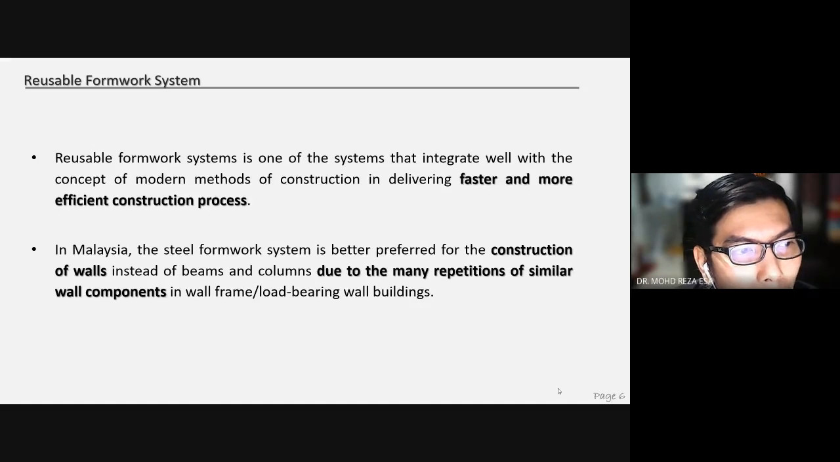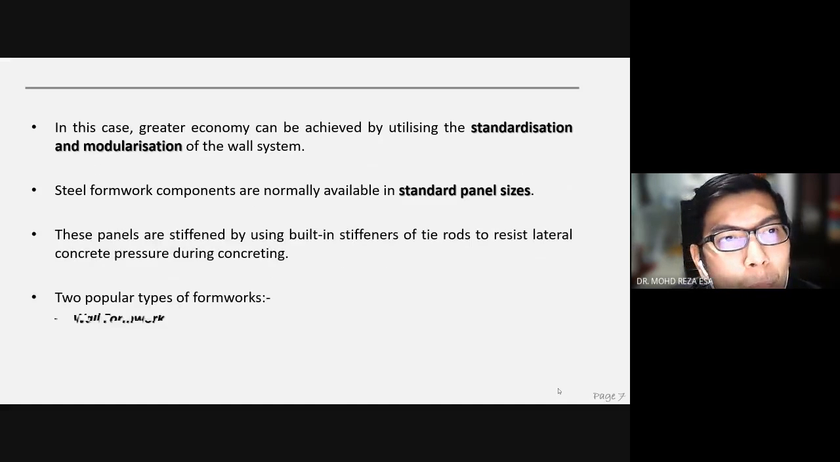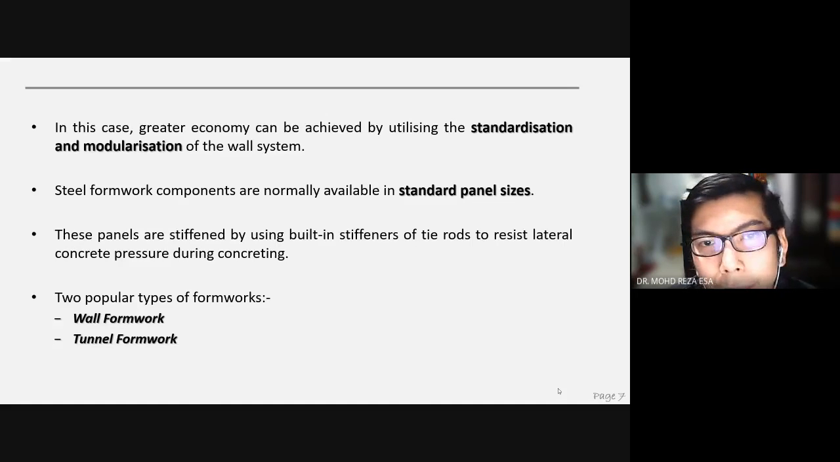Penggunaannya lebih kepada wall construction. Okay, untuk steel, untuk reusable formwork system, tak kisahlah guna steel, plastic or whatever. In this case, greater economy can be achieved by utilizing the standardization and modularization of the wall system. Okay, so again, repetition, standardization, modularization. Okay, ni walaupun terms dia berlainan, standardization, modularization, repetition, konsepnya sama, ideanya sama, kita nak benda yang berulang.